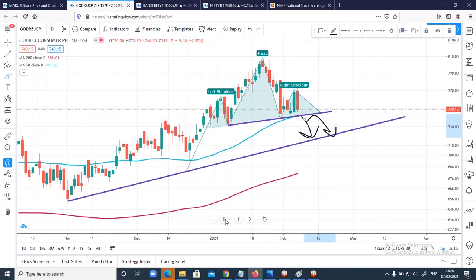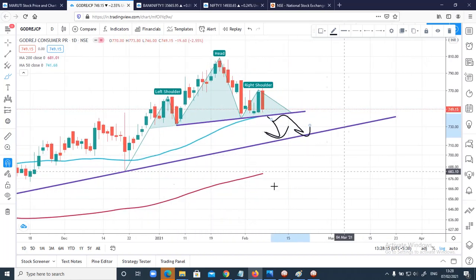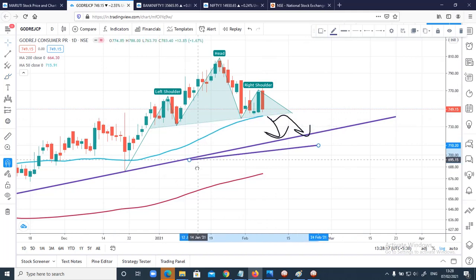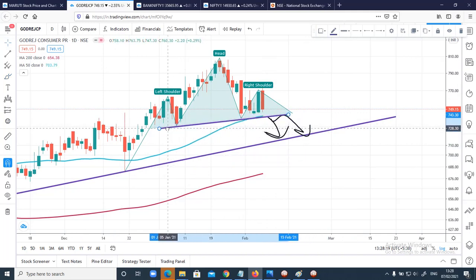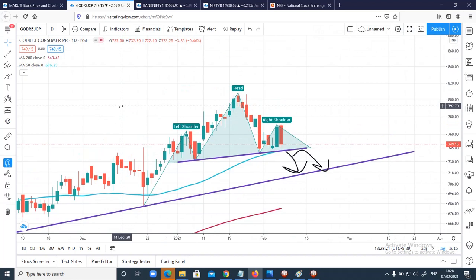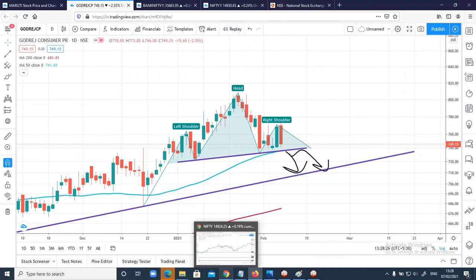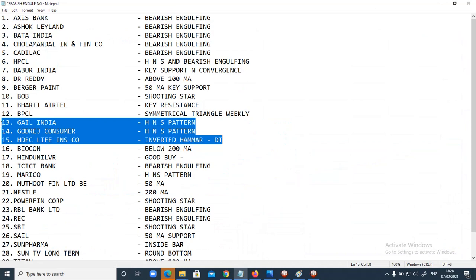Okay, let's see how this 50 moving average and this neckline give the support. If it's weak, yes, it's going to close below this neckline and 50 moving average. Okay, now let's move to the next stock, guys. Godrej Consumer is also done for now. We'll have to wait and see how it forms tomorrow.